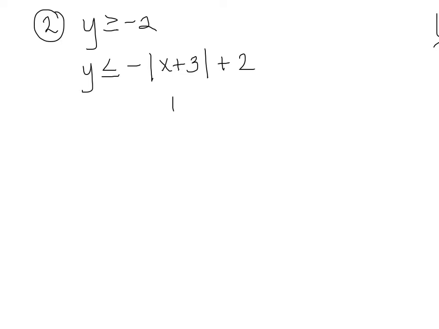Okay, in this second example, our first inequality will be y is greater than or equal to negative 2. And our second inequality will be y is less than or equal to the negative absolute value of x plus 3, with a plus 2 on the outside. Let's go ahead and draw our grid.